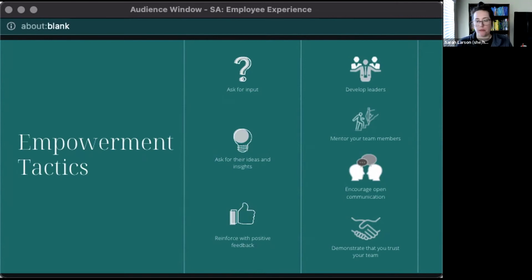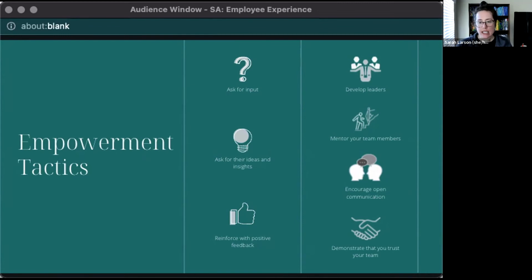So number one, asking for input. Ask your team to be part of the decision-making process. For example, when my manager asked me to transition Supervisory Academy from on-site to online, I was part of that decision-making process. She asked me, are you up to the challenge of doing this? And I said, yes. And it was my decision what platform we got to use and stuff like that. I was a part of her input.